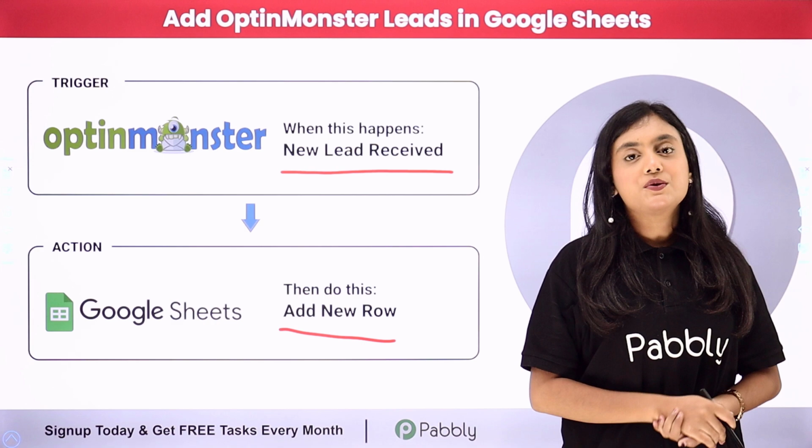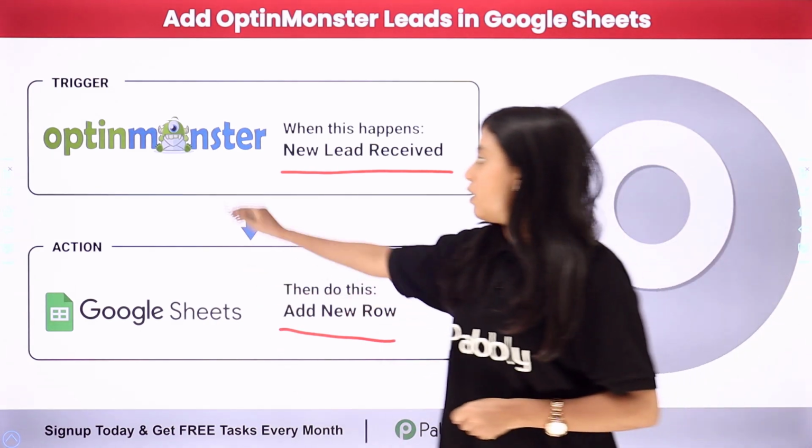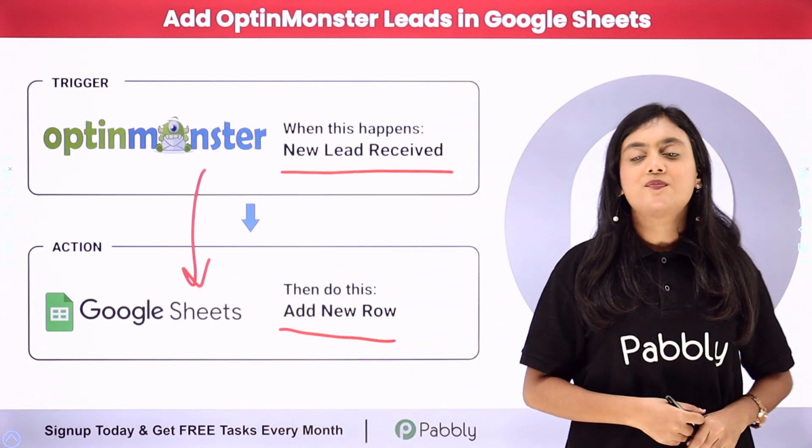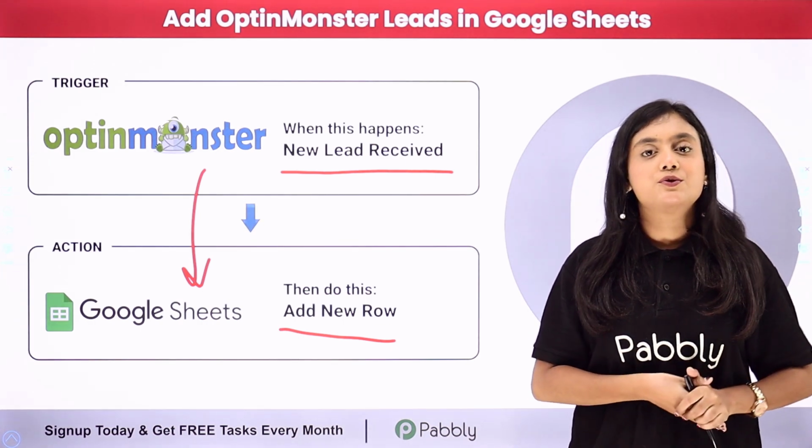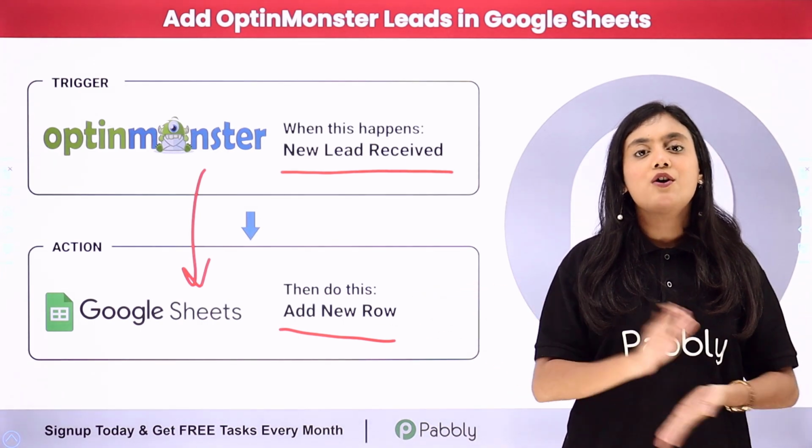For that, what we are going to do is we're going to simply create an automation between OptinMonster and Google Sheets with the help of Pabbly Connect. So if you want to learn to do this amazing automation, then let me take you all to my screen.